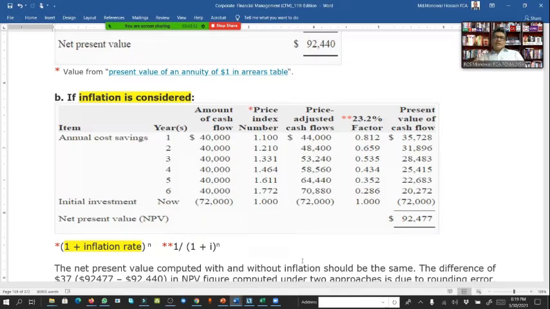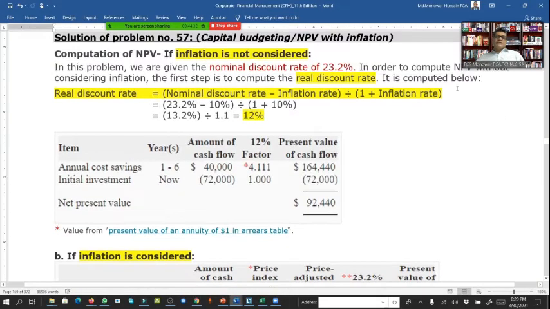From 1.21, if we multiply by 110%, we get 1.331. In year 4, to 1.331, if we add 10% also, we get 1.464. This way, in year 6, we get 1.772. This is the price index number. With this figure, in year 1, the price-adjusted cash flow of 40,000 is 44,000, and in year 6, the price-adjusted cash flow is 70,880.